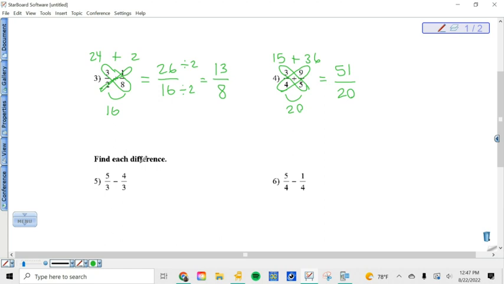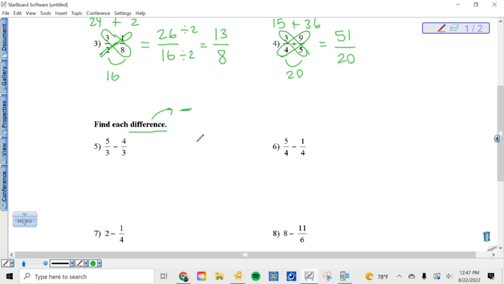All right, now we're on the next section. What does it say? Find each difference. What am I talking about when I say difference? Subtraction, right? So numbers 5 and 6, do they have the same denominators or different denominators? Same. Just subtract across the top. So 5 minus 4 gives me 1, and my denominator just stays the same.